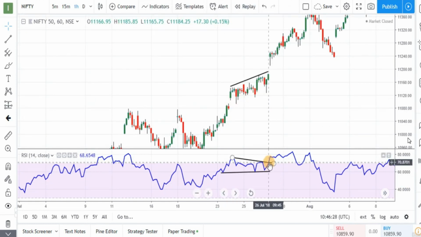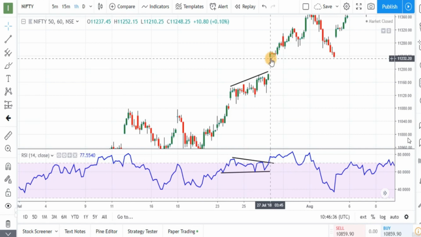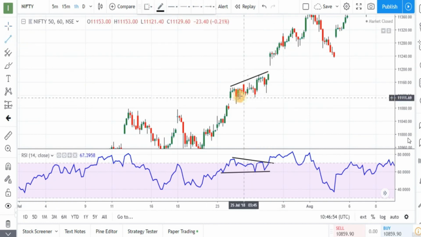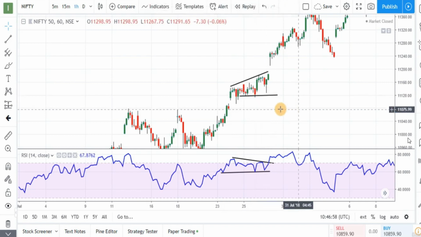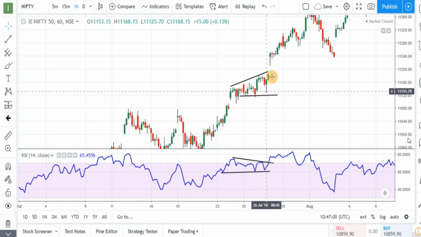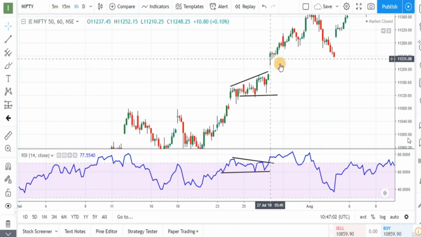At this point, RSI is breaking the resistance line in upward direction. So this breakout candle is our signal candle, and we can make our buy position at this candle. Prices are taking support at this level. See, this is the level. So this is our stop loss level and this will be our buying point.